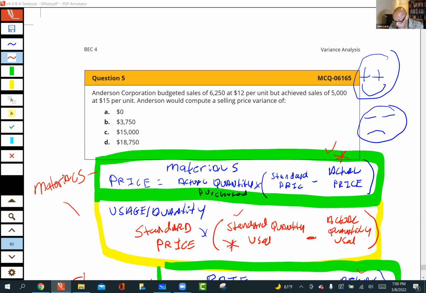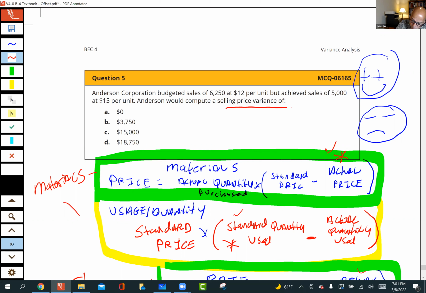Okay, let's go ahead and take a look at this one. Good, you guys are getting pretty good at these, although I've got a few folks wanting to pick B for some reason. But C is the correct answer. A few of us wanted to pick B. I'm not sure why, but maybe you can share with us what you were thinking. But let's take a look at this. They want the selling price variance.